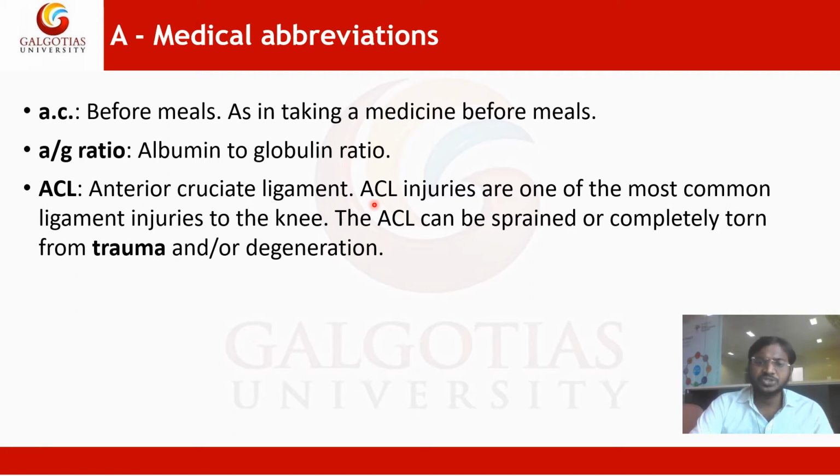ACL, anterior cruciate ligament. Anterior cruciate ligament injuries are one of the most common ligament injuries to the knee. The ACL can be sprained or completely torn from trauma or degeneration. By a growth factor or a trauma, this ACL ligament gets injured. This ligament is present near the knee joint.